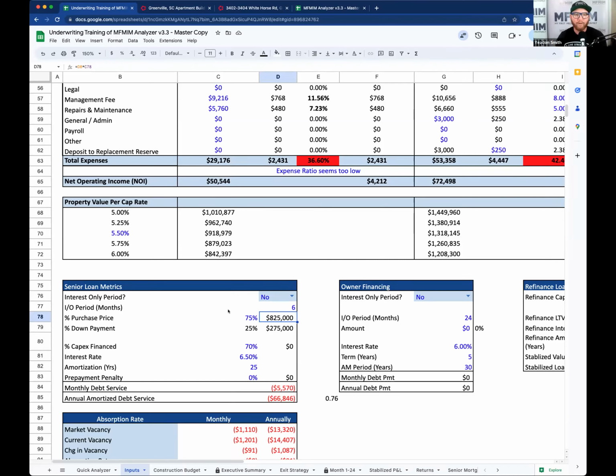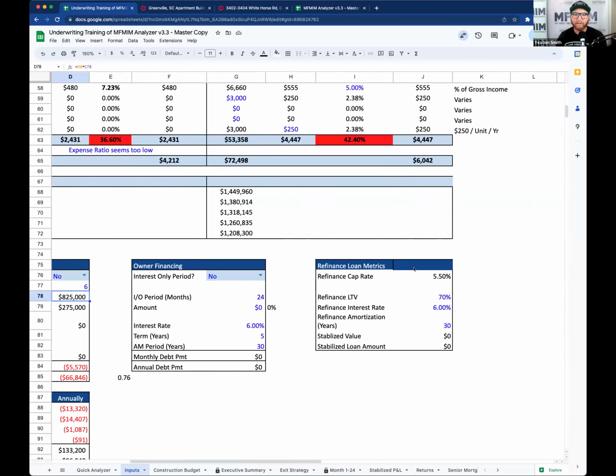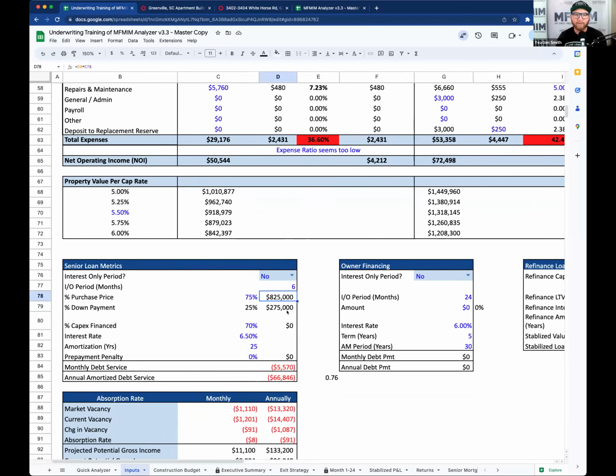So here we go. Senior loan metrics, pretty simple. Plugging that in. We're not going to talk about owner financing right now. We're not going to talk about refinance loan metrics in this module. We're going to hit refinance in the next module.